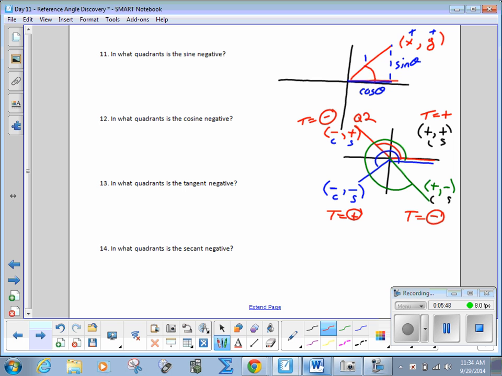All right. Now, if we say, what quadrants is the sine negative? The sine is negative below the x-axis, which is quadrant 3 and quadrant 4. Where's the cosine negative? To the left of the y-axis, quadrant 2 and quadrant 3. And the tangent is negative in quadrant 2 and quadrant 4.